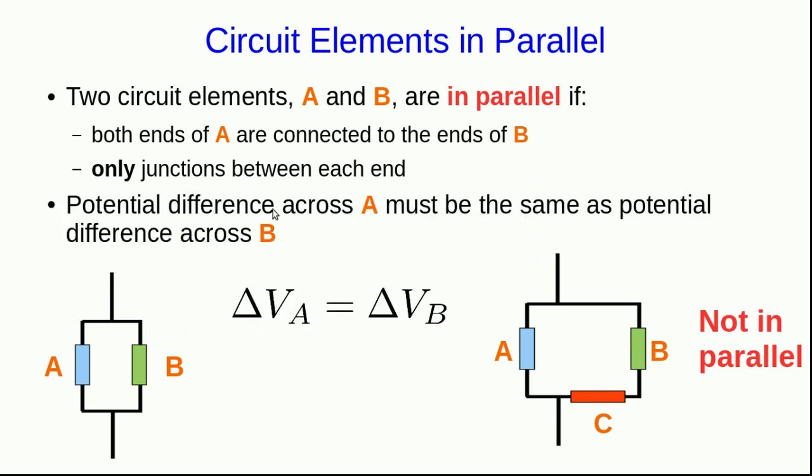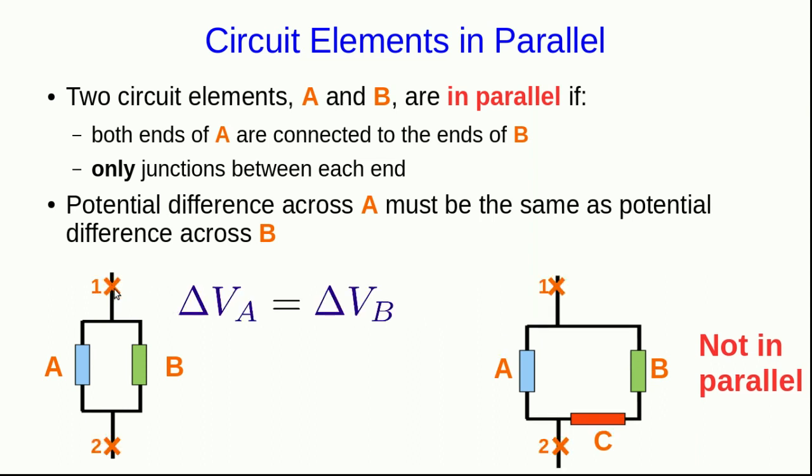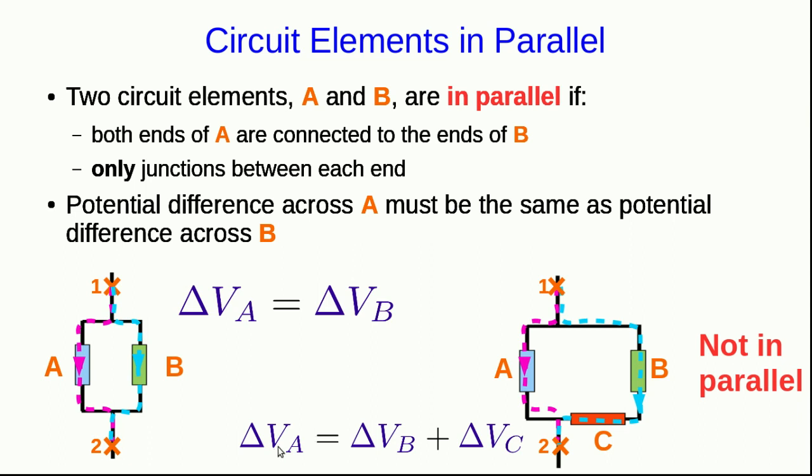And note that the potential difference across one must be the same as the potential difference across the other if they're in parallel. Why? Well, it's because of path independence. Carrying a probe charge from 1 to 2, either through A or through B, the electrostatic work is the same, and so the potential difference is the same. But if you try the same with this set of 3 circuit elements, all you come to is the conclusion that the potential differences across B and C add up to the potential difference across A, and so A isn't in parallel with either B or C.